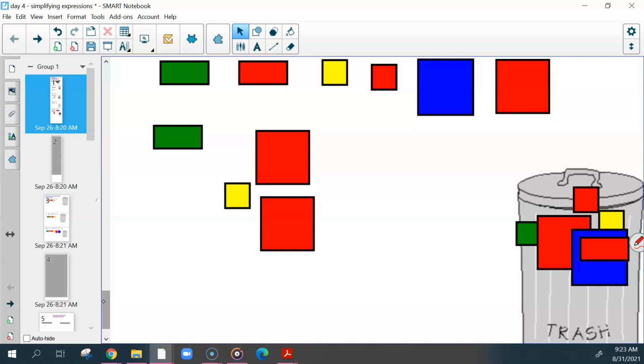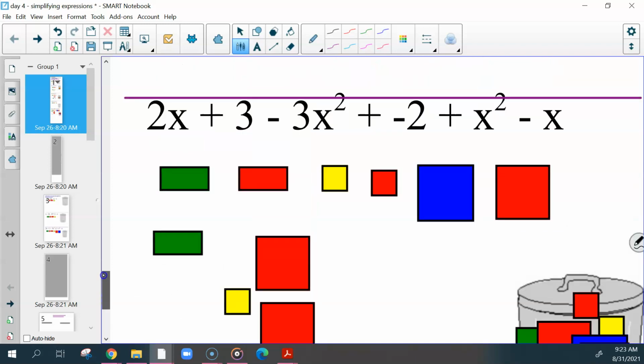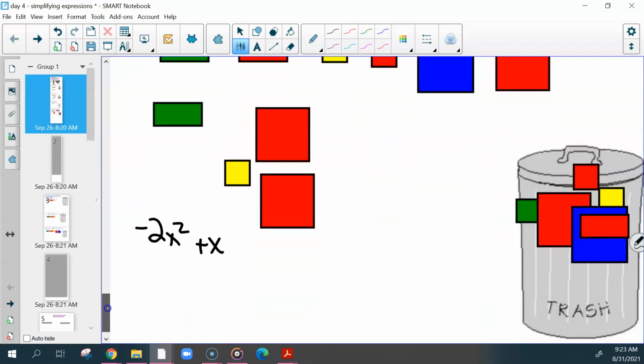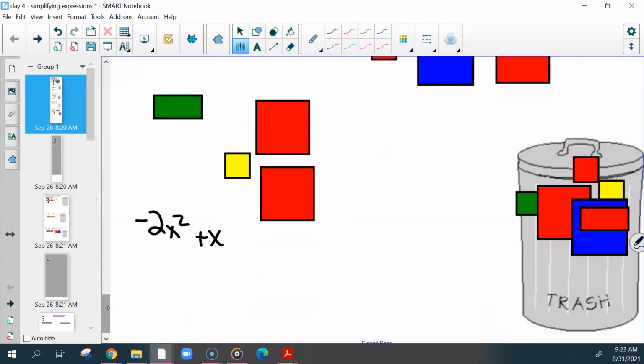And what do you have left? Brianna? Negative 2x squared. There we go. Negative 2x squared plus x minus 5. I wrote it wrong. That's alright. So, how many ones do you have left?